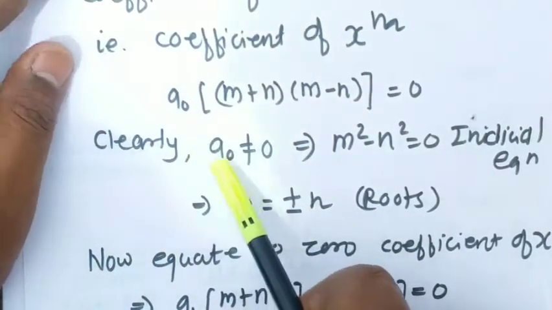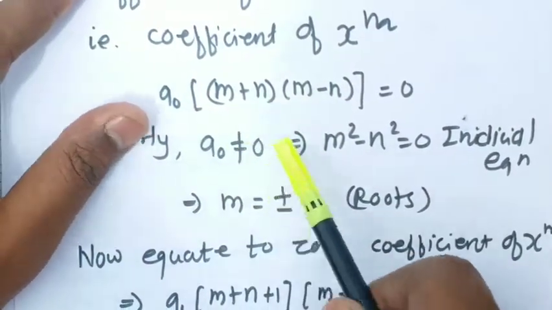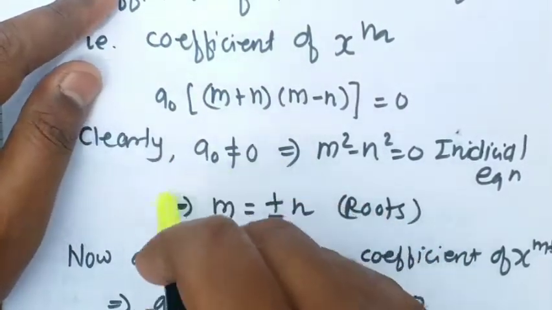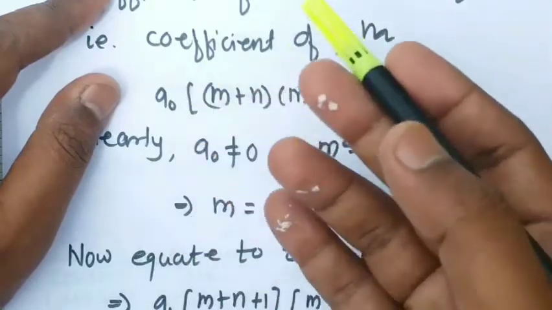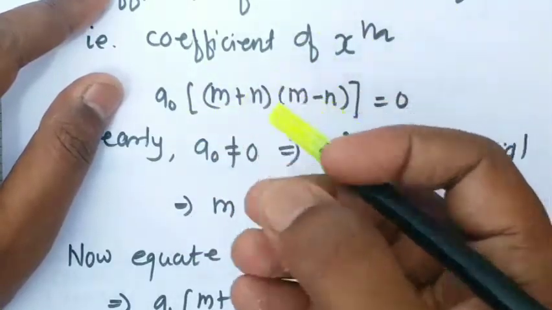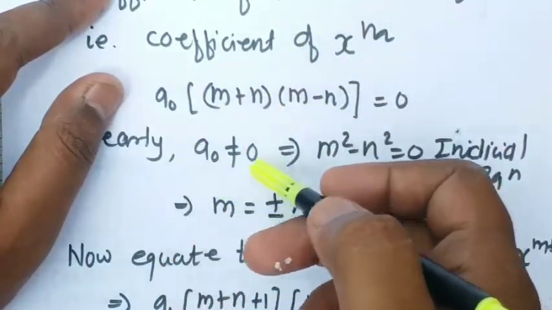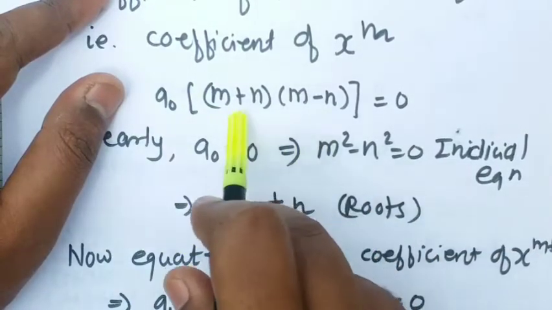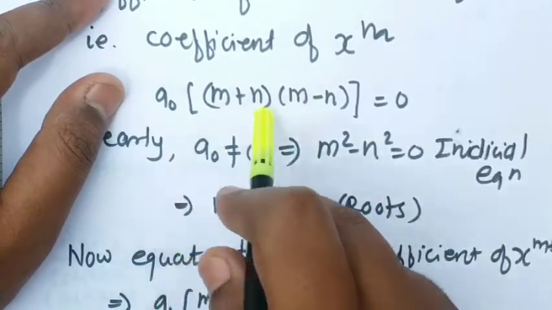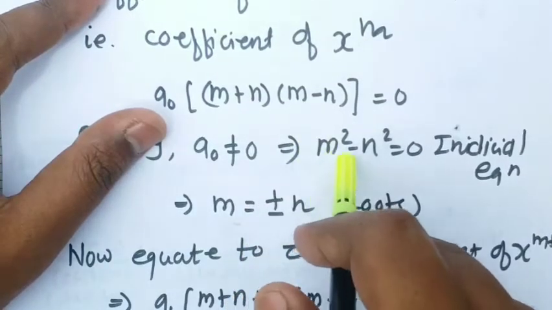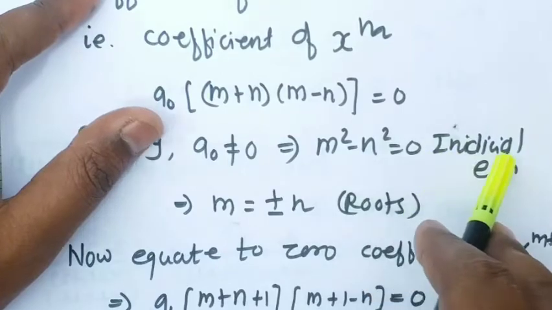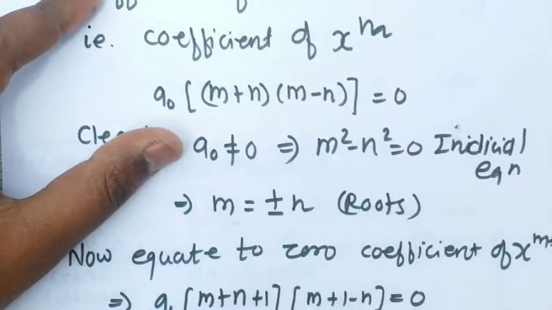Clearly, we know that a0 is non-zero. If a0 is 0, then we can't find the solution. We cannot determine the series solution for the given differential equation. So clearly a0 is not equal to 0, so this bracket has to be 0. And what is this bracket? (m plus n) into (m minus n), that is nothing but m square minus n square equal to 0. And this is the quadratic polynomial, degree 2 polynomial. It is called the indicial polynomial or indicial equation.